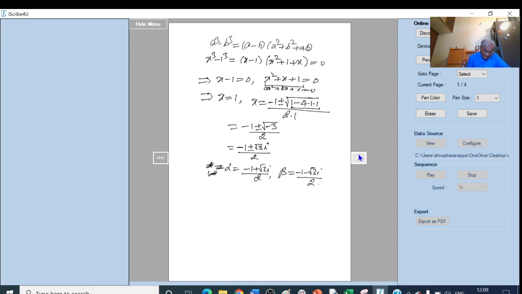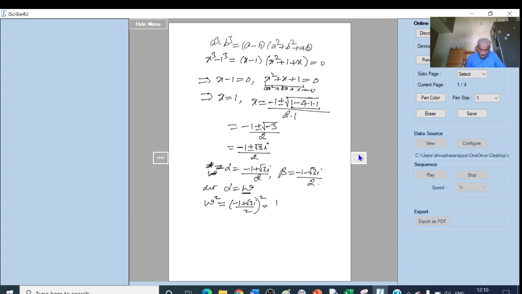Now here, instead of alpha, usually we denote this by omega. Let me take alpha is equal to omega. Then that means omega is one root of the equation. If I square this one, omega square is equal to, since omega is alpha, (-1 + root 3 i) divided by 2, whole square.